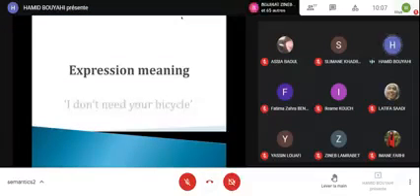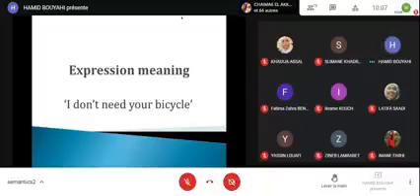Beginning will be with expression meaning. I think the sentence that we will be discussing is this one: I don't need your bicycle. It looks like a very simple sentence. So to start with, I would like to ask you to try to explain the meanings in this sentence in general. How would you usually explain this sentence to someone?